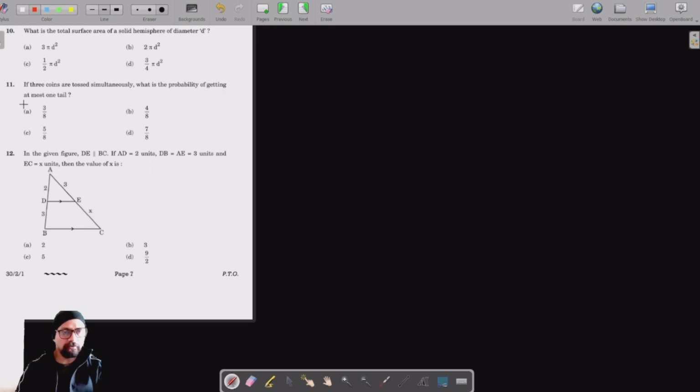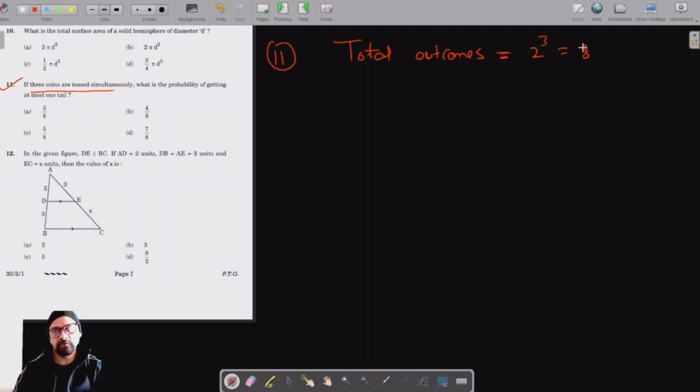For question number 11, it's given that if three coins are tossed simultaneously, what is the probability of getting at the most one tail? Now there are three coins that are tossed simultaneously. So here the total outcomes: for one coin we have total outcomes 2, and because it's three coins, we put them in the power. So this is 8.